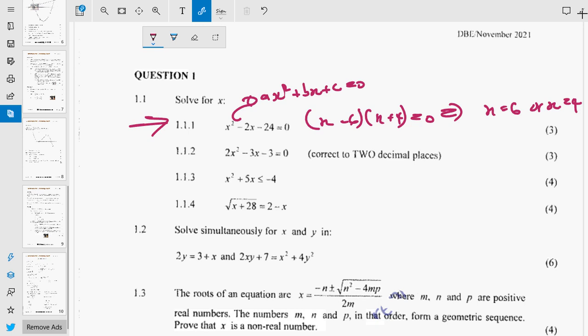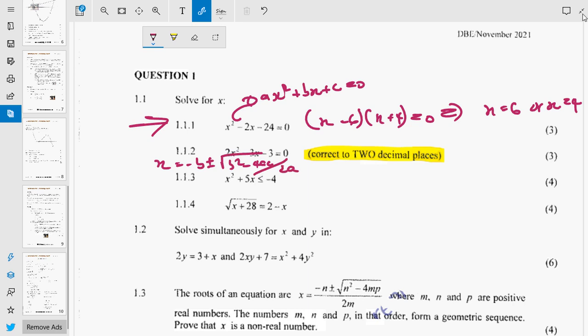And the second equation is also a quadratic equation, but notice the hint here. The examiners are saying correct to 2 decimal places. That means you won't be able to factorize this equation. So remember, if you can't factorize, then you have to use your quadratic formula. x is equal to negative b plus or minus the square root of b squared minus 4ac, divided by 2a. So everything is divided by 2a.